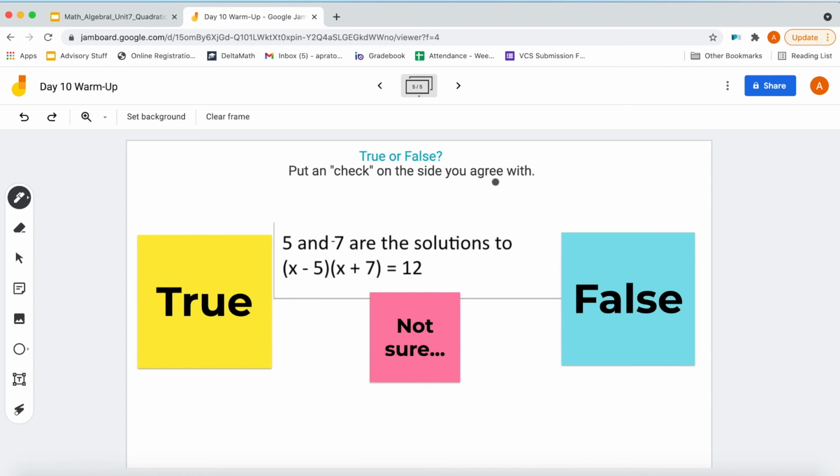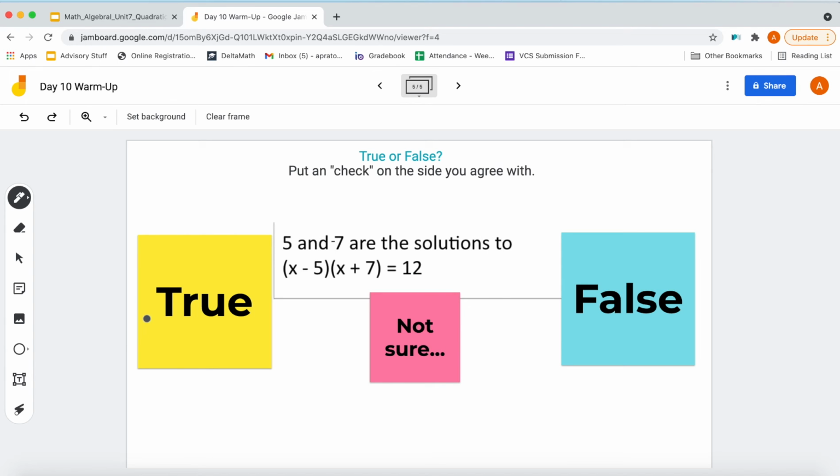And then 5 and 5. So the slide said 5 and 7, but I think negative 7 is a better one to put here, just because it kind of touches on the zero product property, but noticing that this isn't 0. So I changed this to a negative 7. 5 and negative 7 are the solutions to the quantity of x minus 5 times the quantity of x plus 7. Okay, again, think time.